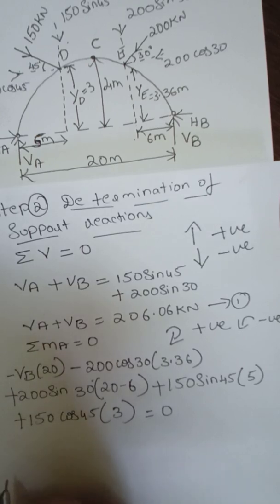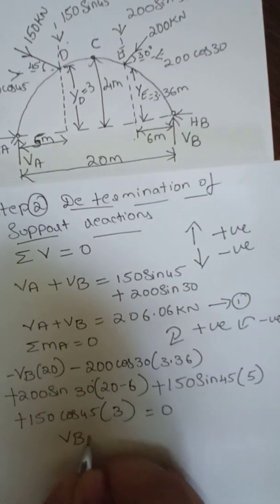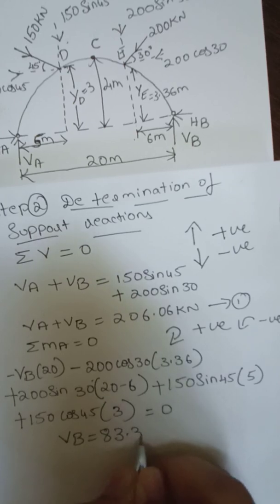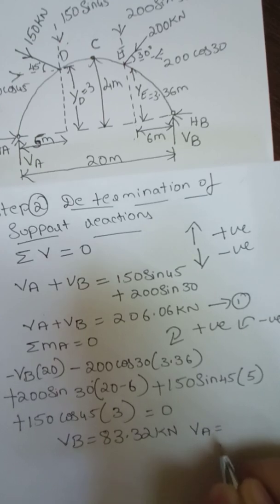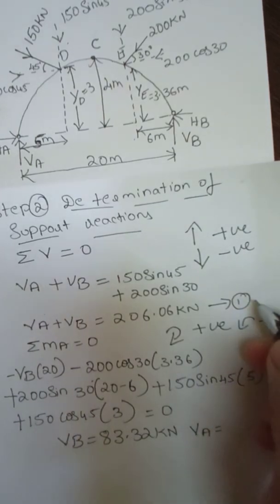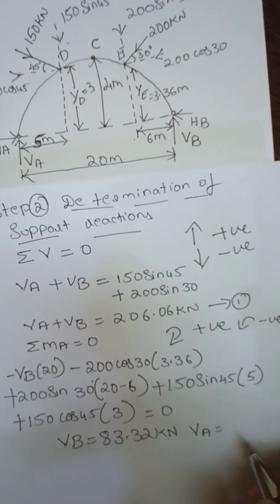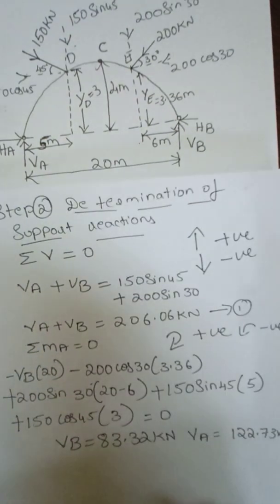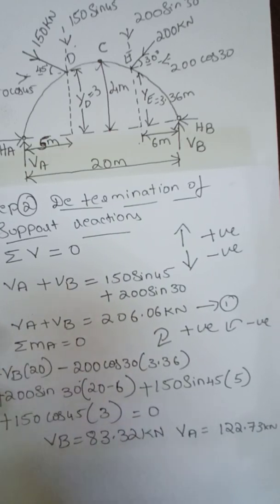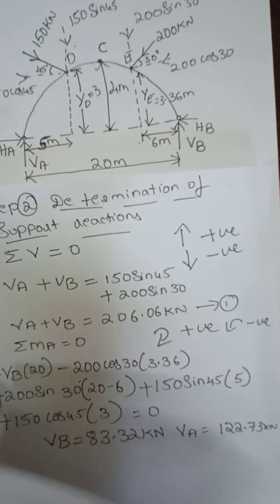Equate that to 0, and after simplification you will get the value of VB as 83.32 kilonewton. If you substitute this value of VB in the first equation, that is the vertical equilibrium condition, we get the value of VA as 122.73 kilonewton. So this is the value of VA and VB. By using the equilibrium conditions, we have computed the values of VA and VB.